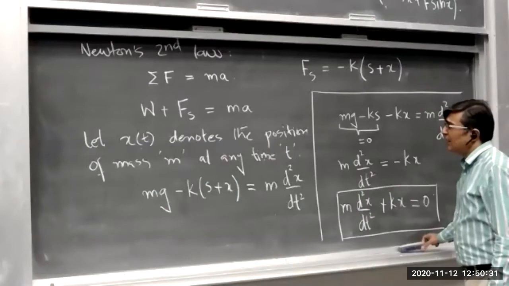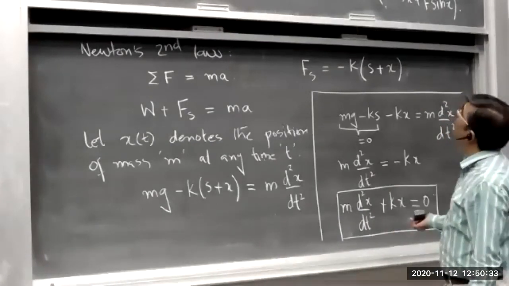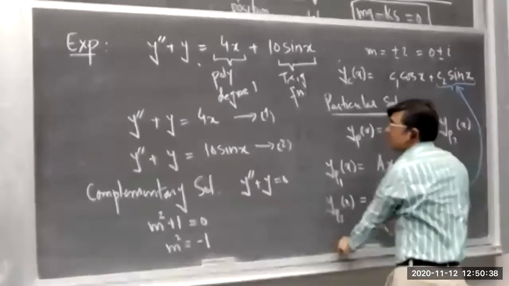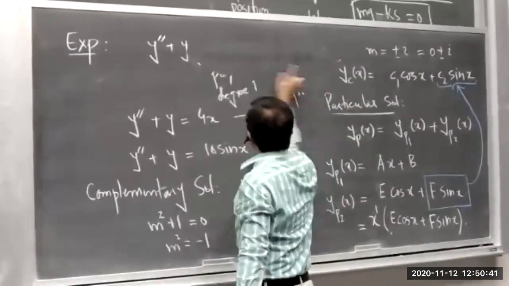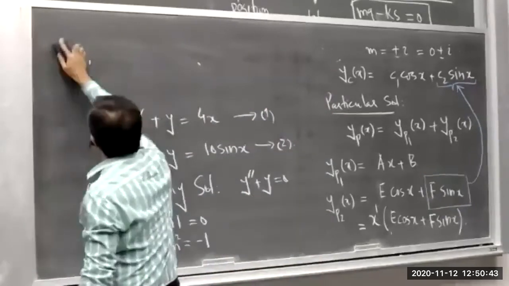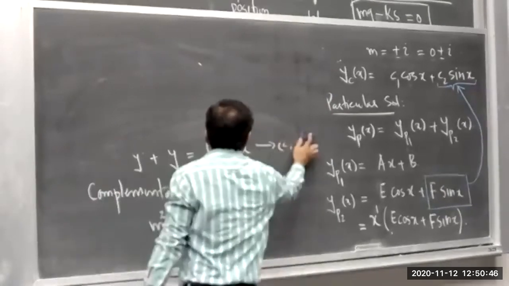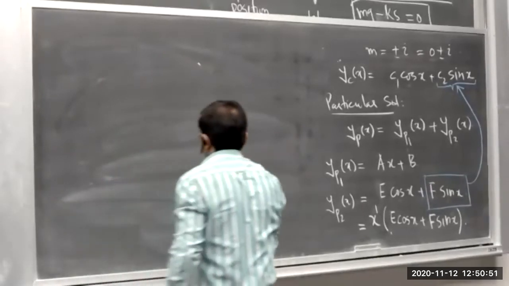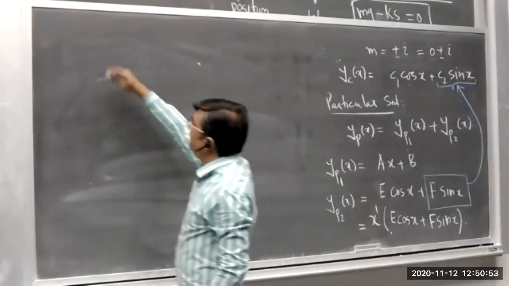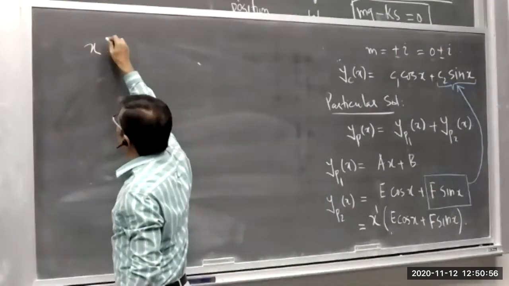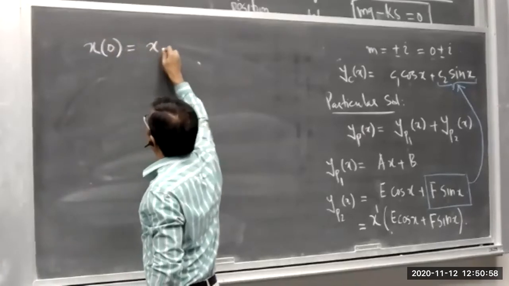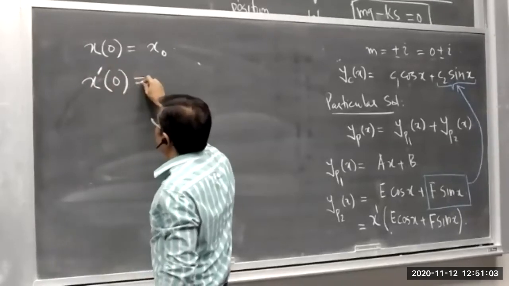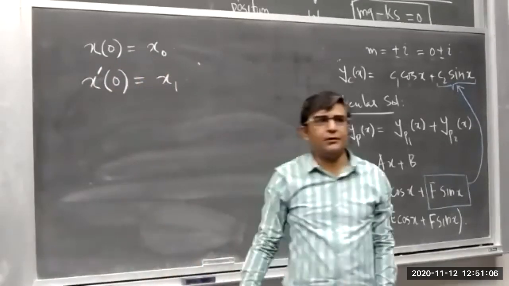Now, the natural initial conditions which we can put in this situation: because it's a second order differential equation, we also need two initial conditions in order to find the unknown arbitrary constants in that problem. The first condition is on the displacement, x of 0 is equal to some x naught, and the second condition on the velocity at time 0 is equal to x1, for example.